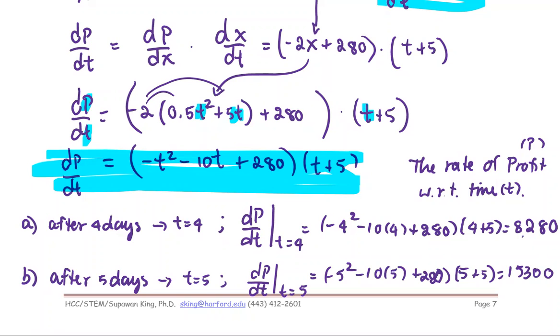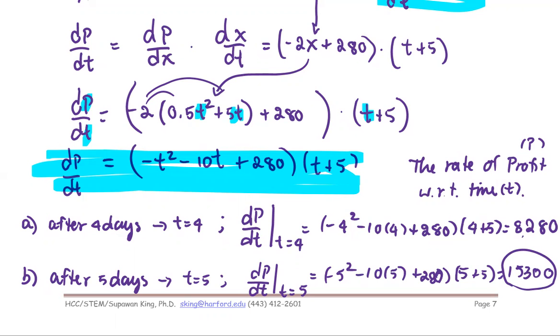As you see, it's a plus sign for both of them. And dp/dt, which is the rate of change with respect to time, tells you the change at that point in time: after 4 days, you will gain a profit of $8,280 per day. Where after 5 days, the day after that, if you look at the rate of change of the profit for the next day, you're going to gain more profit based on this information.